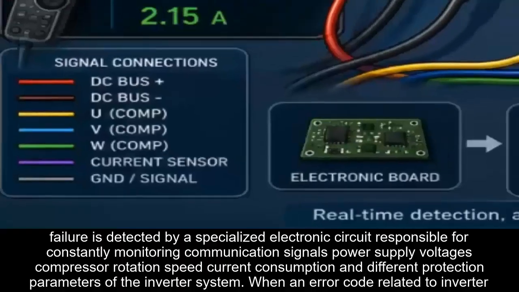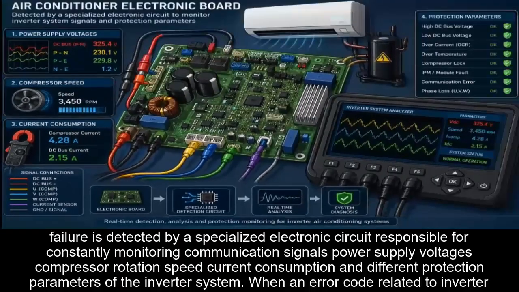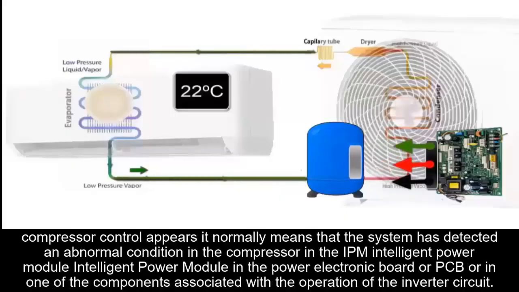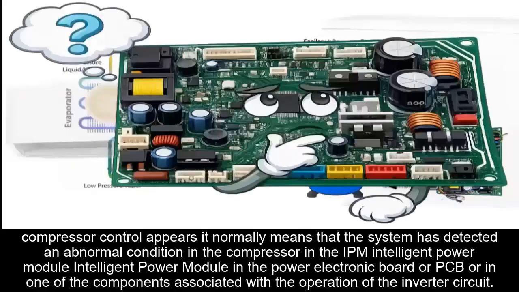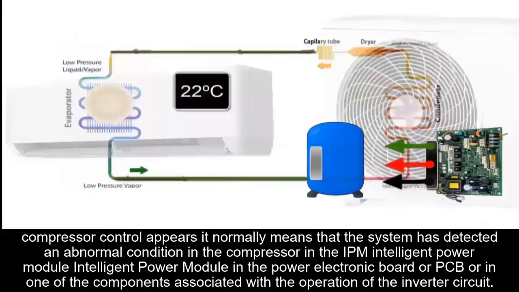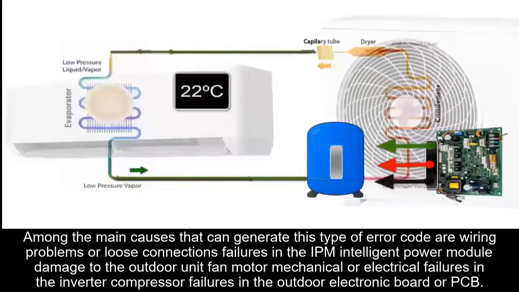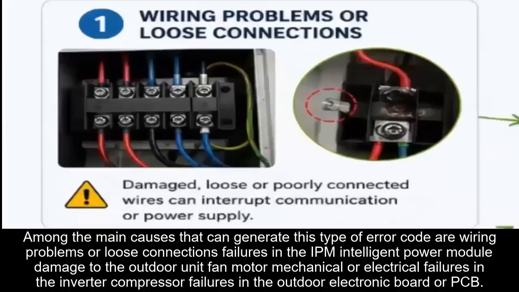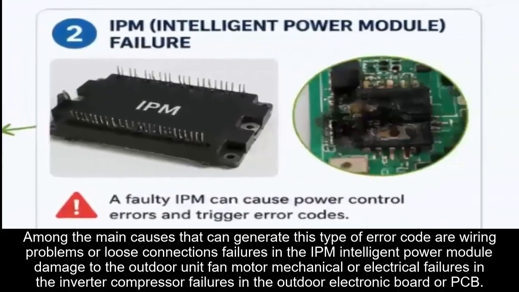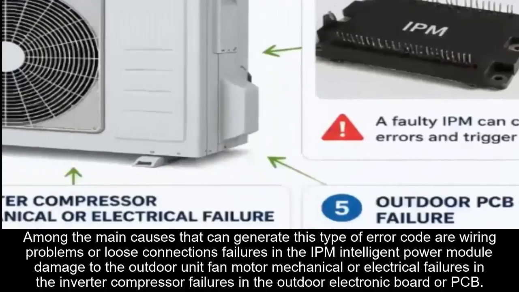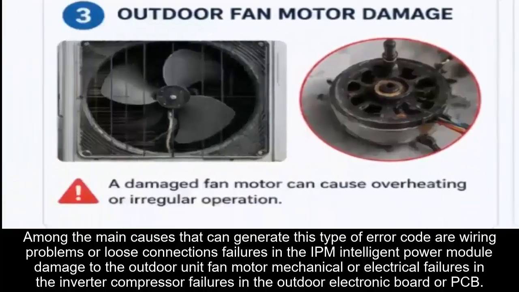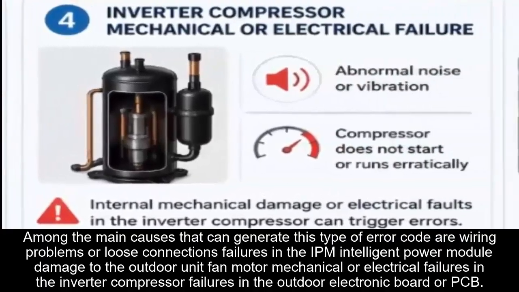When an error code related to inverter compressor control appears, it normally means that the system has detected an abnormal condition in the compressor, in the IPM Intelligent Power Module, in the Power Electronic Board, or PCB, or in one of the components associated with the operation of the inverter circuit. Among the main causes that can generate this type of error code are wiring problems or loose connections, failures in the IPM Intelligent Power Module, damage to the outdoor unit fan motor, mechanical or electrical failures in the inverter compressor, and failures in the outdoor electronic board or PCB.